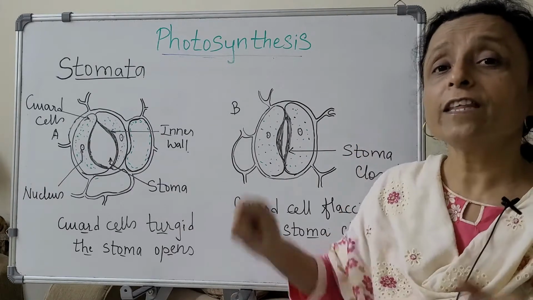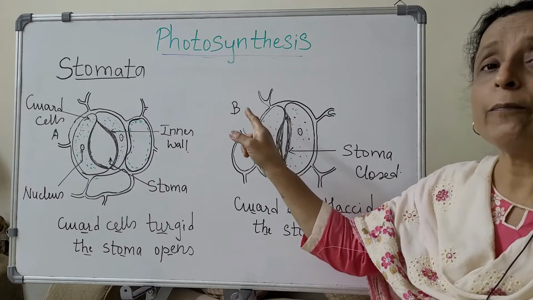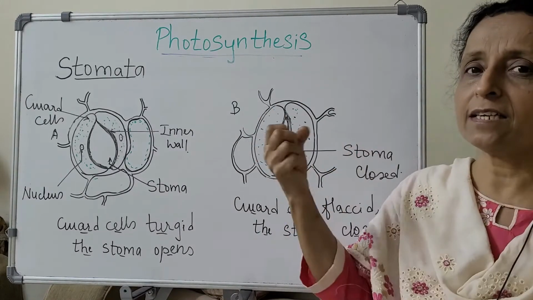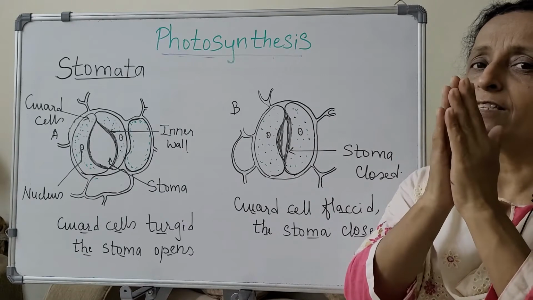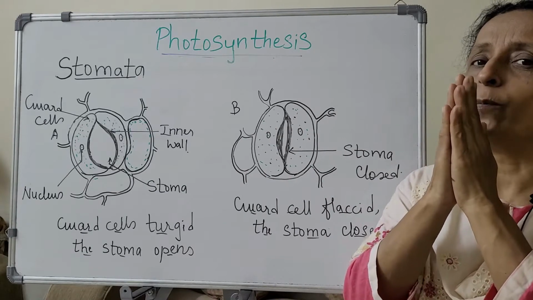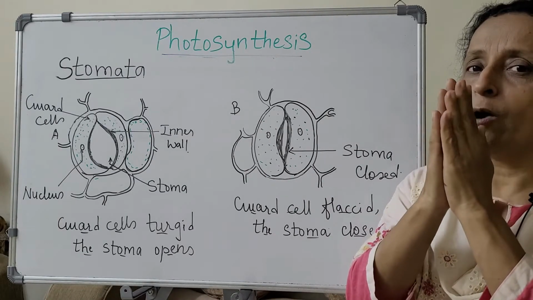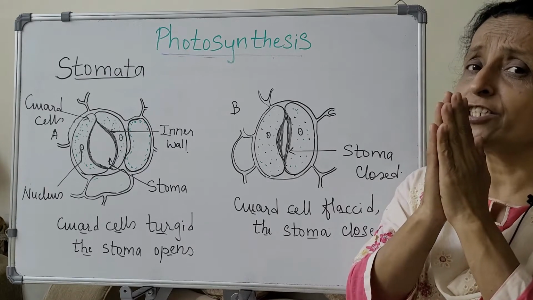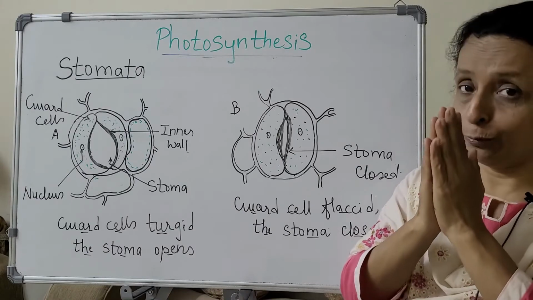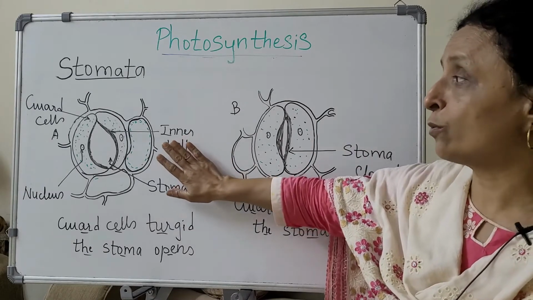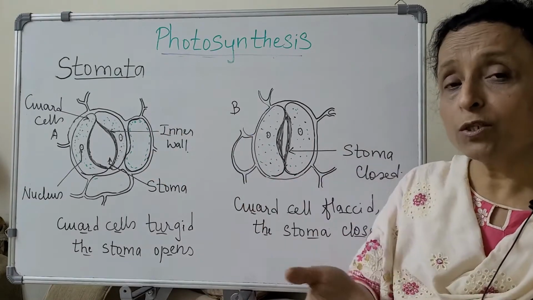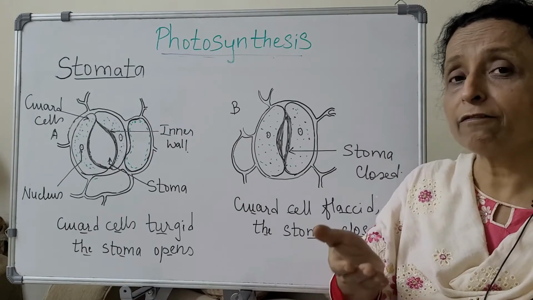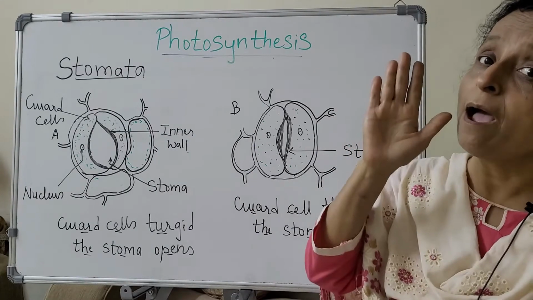Now, during the night, the water from the guard cells is taken out, they become flaccid and therefore the opening closes. So now at night it is closed, the gaseous exchange is reduced. So this is how stomata works. It is more on the lower surface and less on the upper surface.